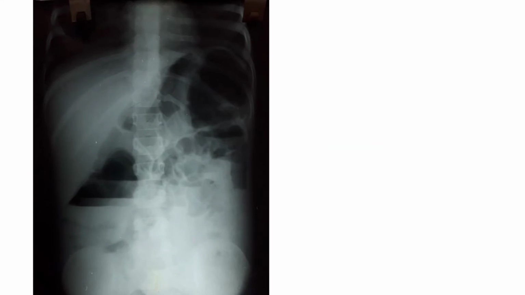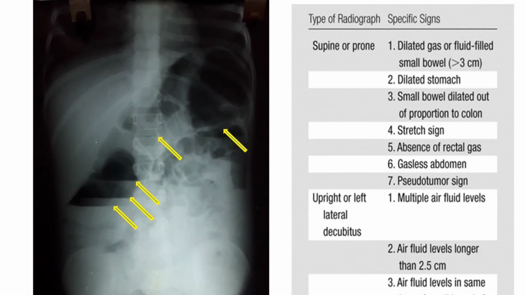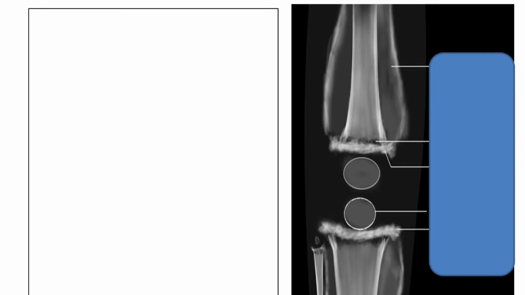Guys, in this picture, if you are watching, there are some lines here. You can see the clear-cut, straight lines that differentiate air-fluid levels. This is air and below this is fluid. If there are more than 2 to 3 air-fluid levels, that may be due to intestinal obstruction, and this is an important emergency.